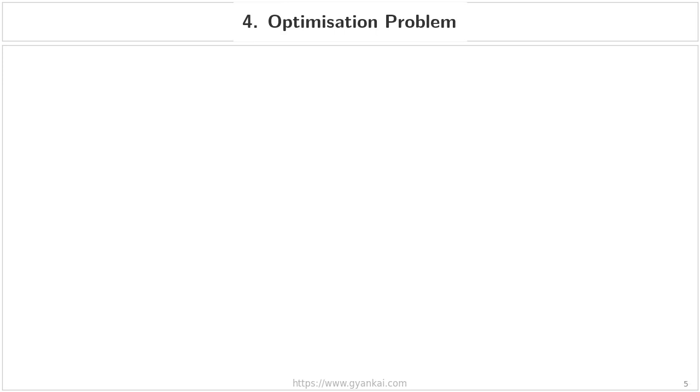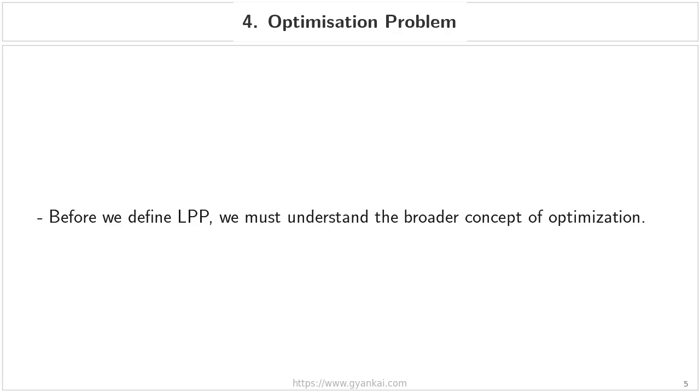For optimization problem. Now, before we move on to the formal definition of a linear programming problem, I want us to step back and look at a much broader mathematical concept called optimization. Think of it this way. In our previous slides, we talked about goals like maximizing profit and limitations like resource scarcity. Optimization is simply the mathematical umbrella that covers all of these scenarios.